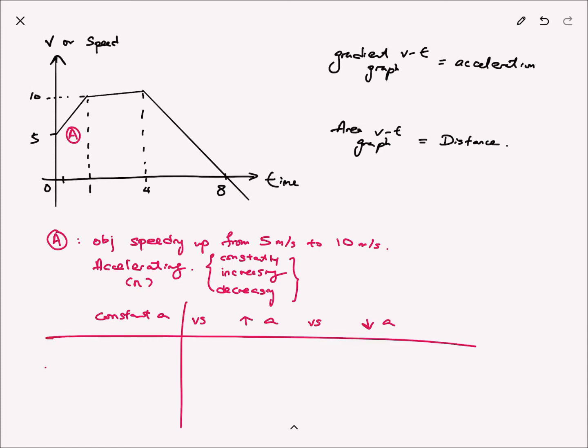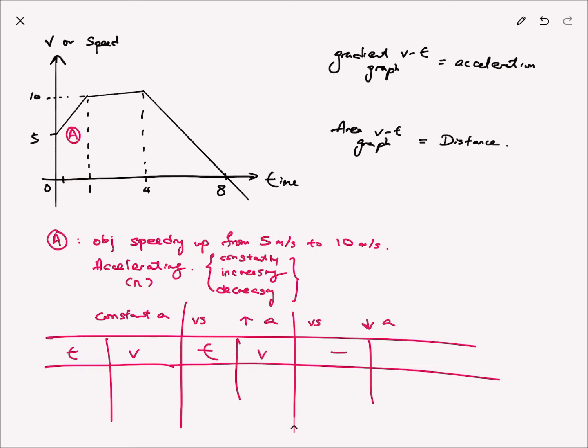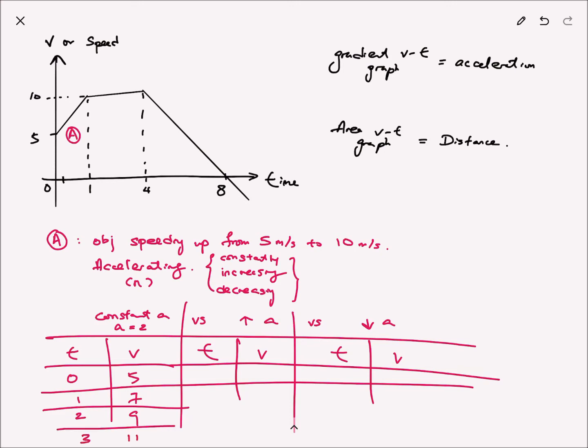So for example, if I have constant acceleration, let's look at it in terms of velocity and time. Now, if I have constant acceleration, let's say I start off my velocity as 5. After 1 second, if I have a constant acceleration of 2, what it means is that after 1 second, my velocity will be 7. After 2 seconds, my velocity will be 9. And then after 3 seconds, it will be 11.